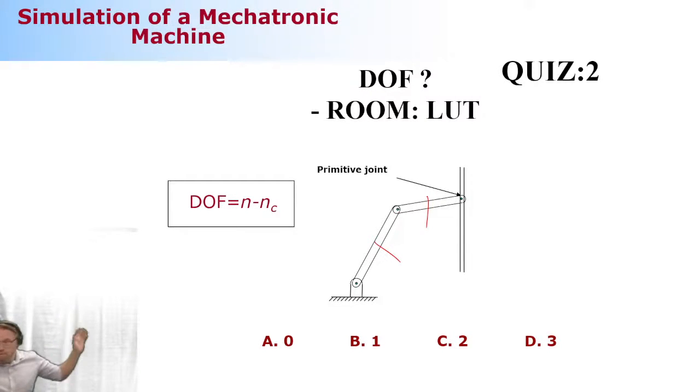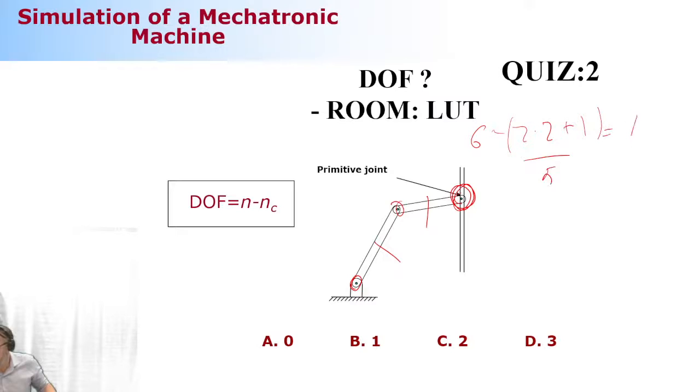Okay, two moving bodies. Fixed generalized coordinates, because every body needs what? Three generalized coordinates. Correct. Then I have here 1, 2 revolute joints, 2 multiplied by 2, and one primitive joint, plus 1, 5, 1.